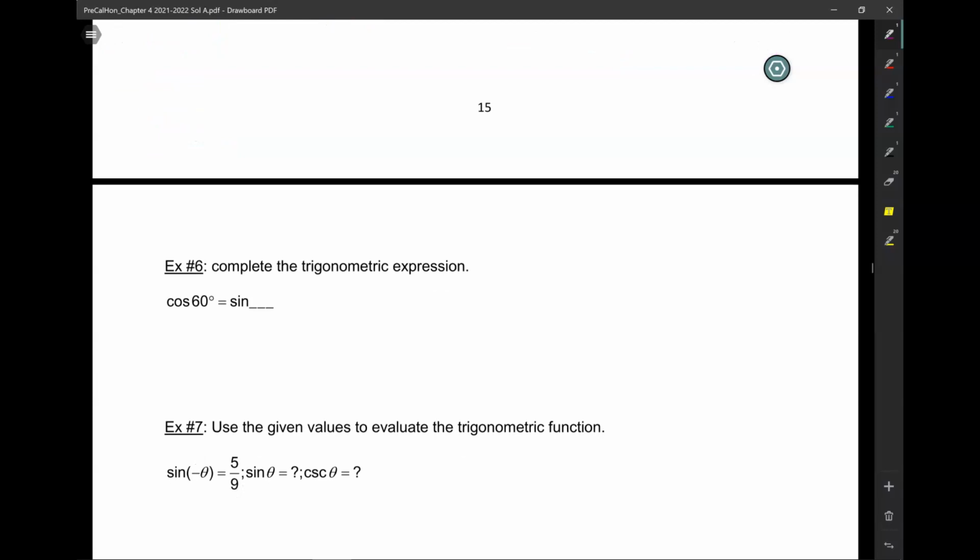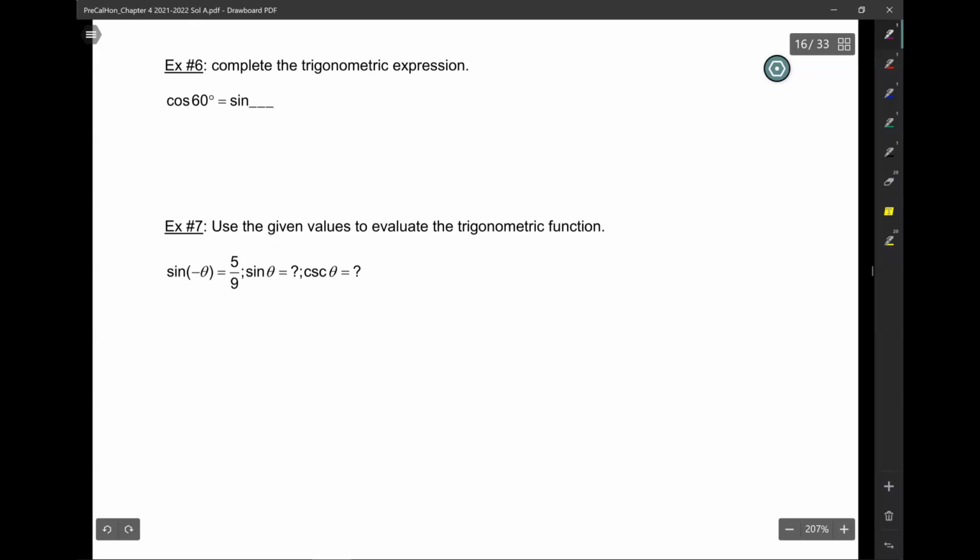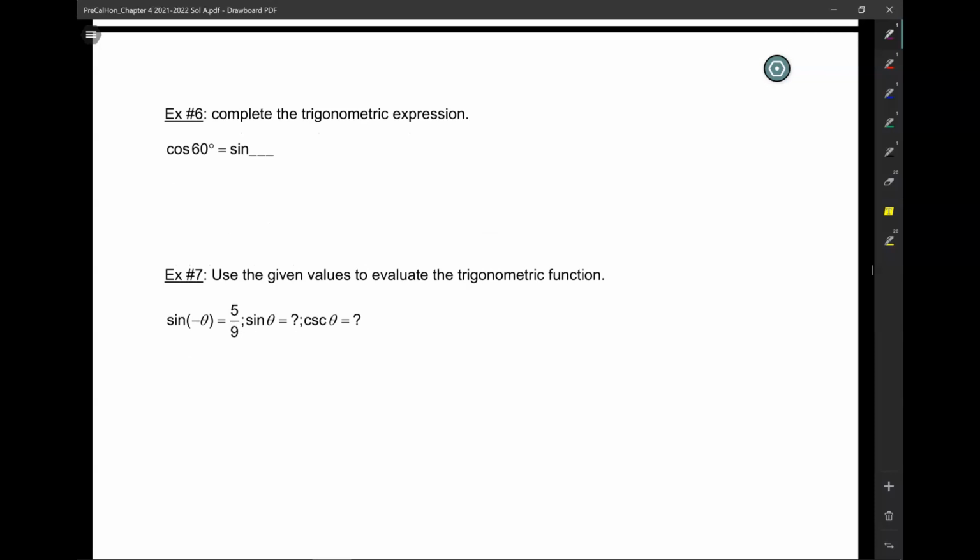Oh, look at that. Cosine of 60 is what? This is more of an honors type question. Cosine of 60 is the same as sine of some other angle. You're right. How do we know that? Exactly. So cosine of 60 is 1/2. So you ask yourself, sine of what angle is 1/2? 30.